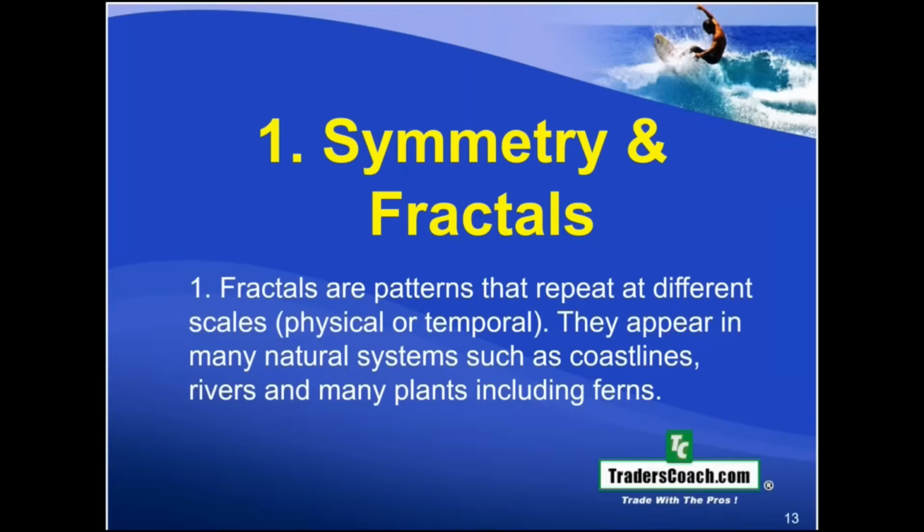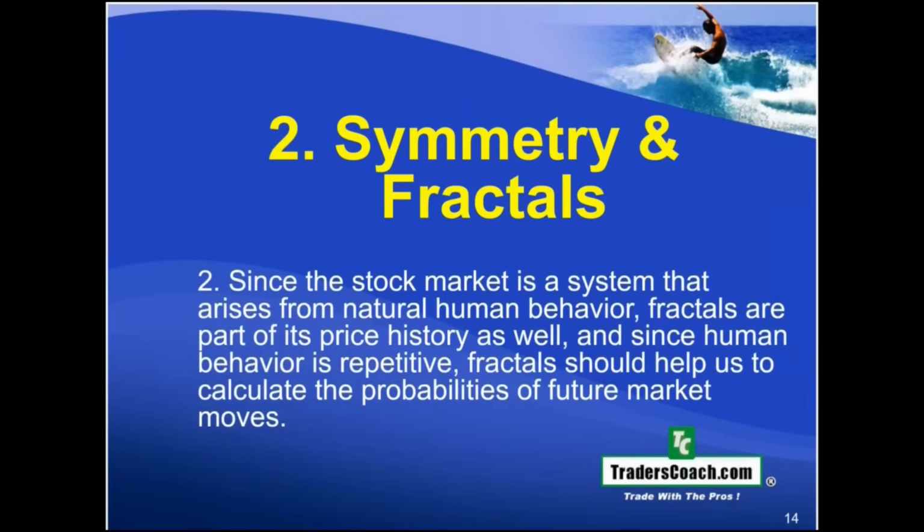So basically, when you're talking about the market, every change in behavior from an uptrend to a downtrend and back again is a form of a fractal. And during those major trends, you have the ebb and flow of the market, and of course, those also are fractals within that. Since the stock market is a system that arises from human behavior, fractals are part of its price history as well. And since human behavior is repetitive, fractals should help us to calculate the probabilities of future market moves.